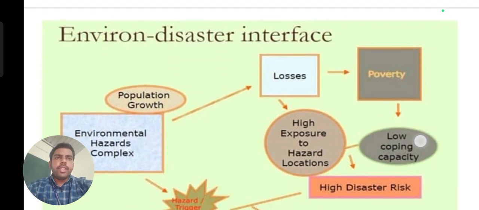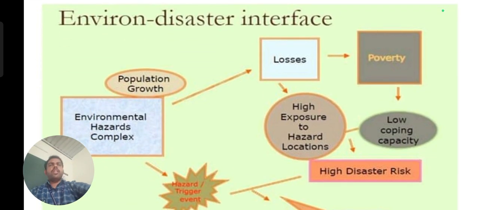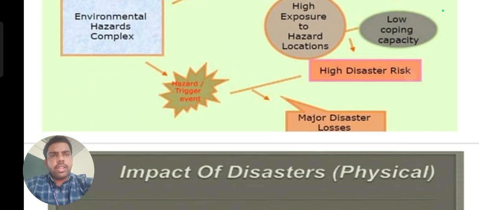Next, environment-disaster interface. Here, environment-disaster, what is included, this is a complex term. This should be affected by population growth and losses, high exposure to hazard locations, and low coping capacity. These all are interlinked. One effect should affect another effect. One impact should affect another impact in that situation.